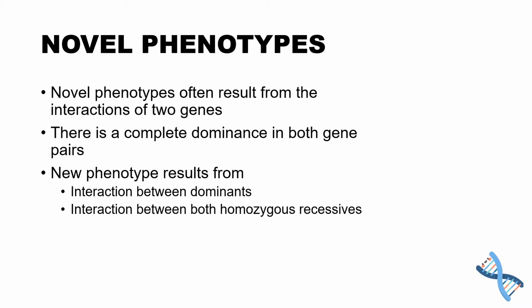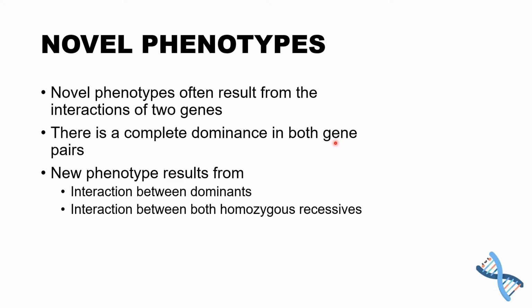So, first, let's discuss what is novel phenotype. So, novel phenotype na tinatawag, novel is new. So yun, new phenotype. So yung novel phenotypes, it often results from the interaction of two genes. So like for example, yung gene A at saka gene B, nag-interact sila, this may result to novel phenotypes na tinatawag. So in novel phenotypes, there is a complete dominance in both gene pair.